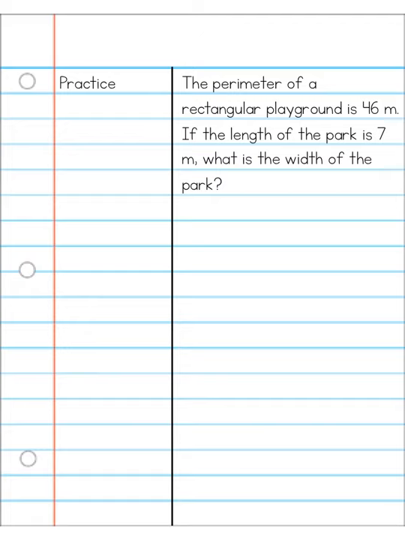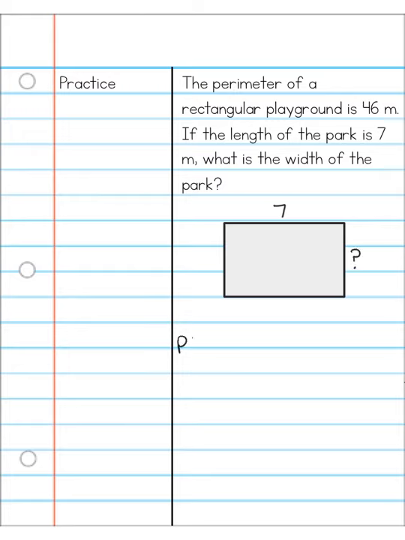The perimeter of a rectangular playground is 46 meters. If the length of the park is 7 meters, what is the width of the park? Okay, before we get started, let's draw our picture. We have a rectangular park that has a length of 7, and we don't know the width. The perimeter equals 46.